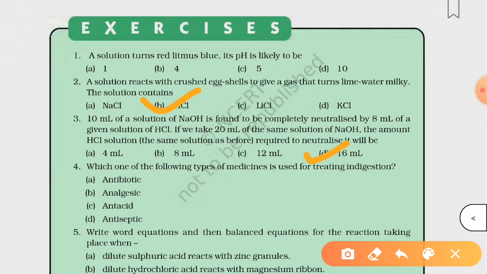Now look at the fourth one. Which one of the following types of medicines is used for treating indigestion? Students, indigestion happens because of extra production of acid. So an acid will be neutralized by an antacid, which is a base. So option C is the correct one.